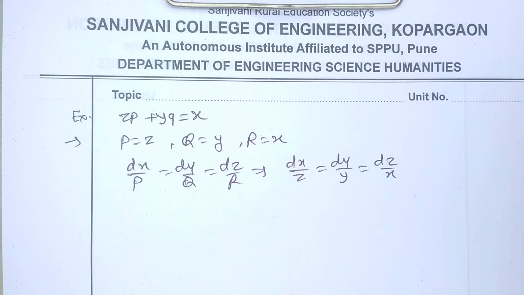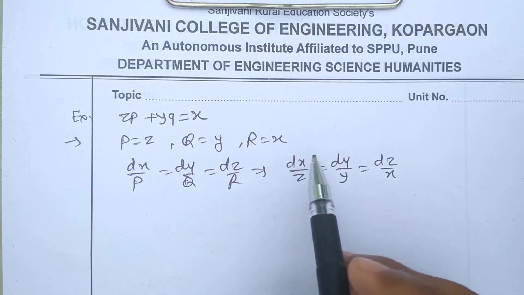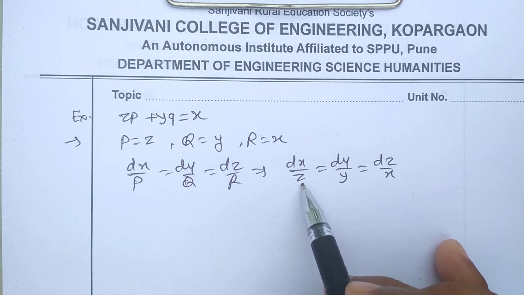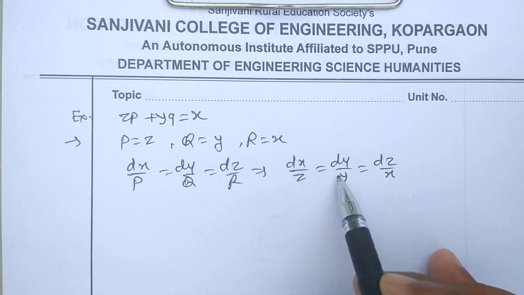Now let us check which group we can consider. So if you consider the first and second group, the term of dz is absent, but in the denominator the term of z is present and we can't cancel out this term.